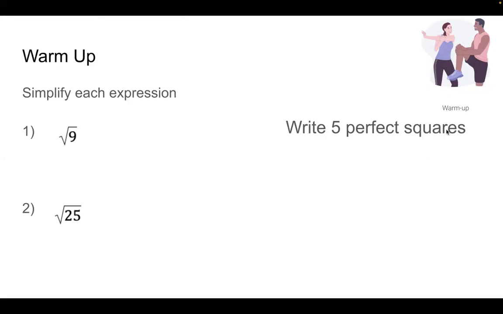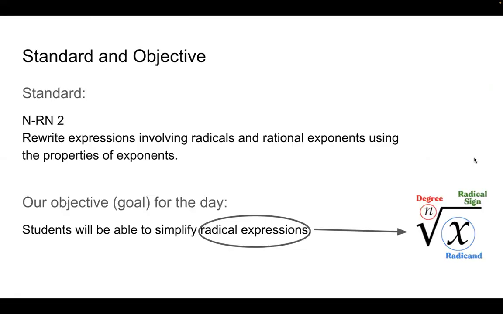Our standard and objective for the day. Our standard is to rewrite expressions involving radicals and rational exponents using the properties of exponents. With that standard, our objective for the day is to have students be able to simplify radical expressions in the form we have right here to the right. We would have the square root sign, with x being a number, and n being the degree of the radical sign, which we will cover in this lesson.